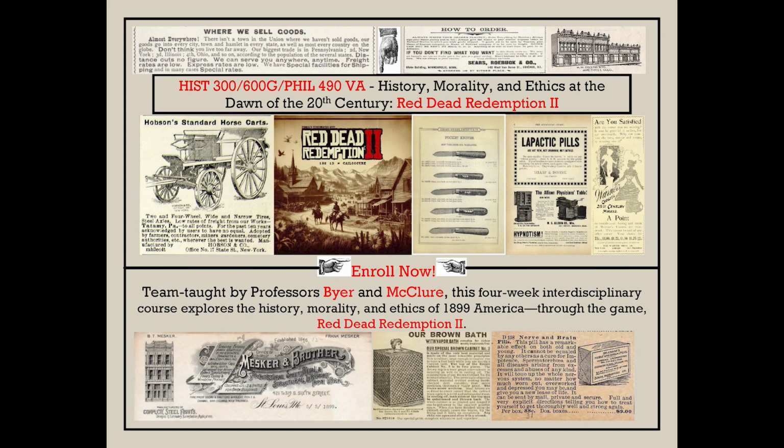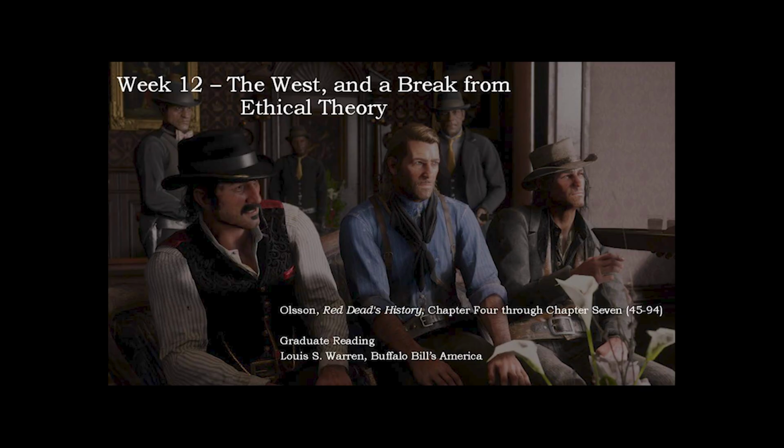So this week, we are reading, for undergraduates, Olson's Red Dead History Chapters 4 through 7 is required. And for graduate students, Lewis S. Warren's Buffalo Bills America is required. You'll notice that there's no ethical theory or philosophy reading this week. We thought it might just be nice to take a little break and for you to only really have to focus on one area. So that's what we're doing.